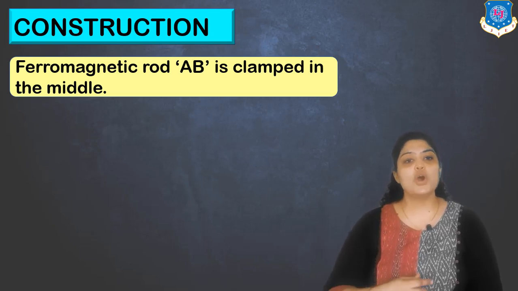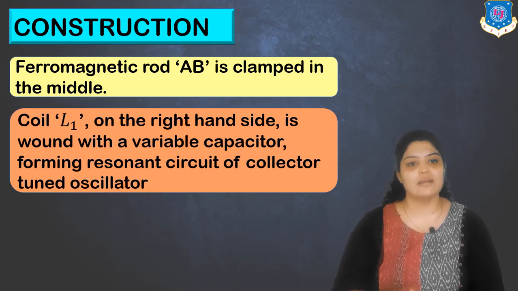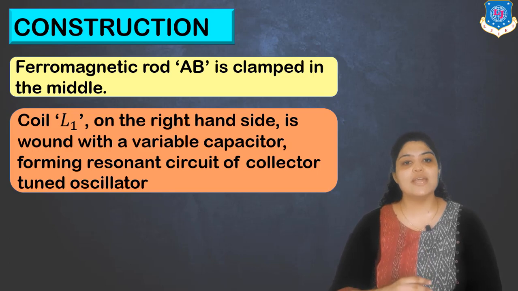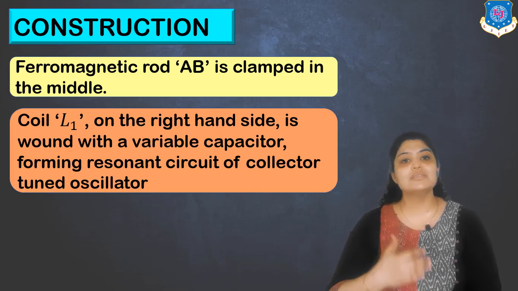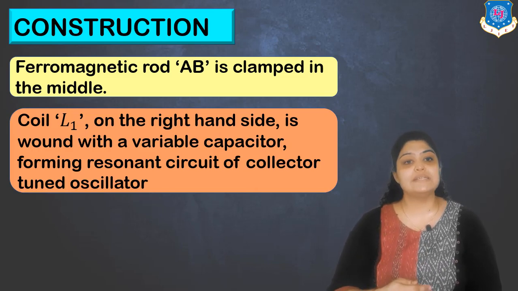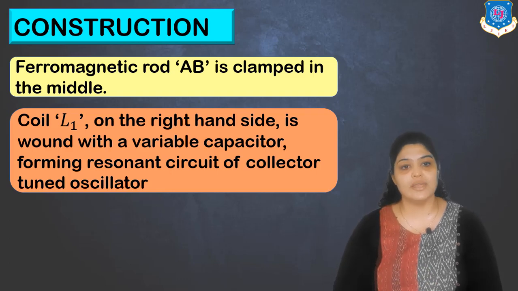Next, there is a coil L1. If I am using the word coil, it means a basic inductor. So coil L1 is on the right hand side of the rod, and it is connected with a variable capacitor. This coil L1 along with the capacitor forms an LC circuit, or I would say it forms a collector tuned oscillator. I'll be discussing the working shortly.